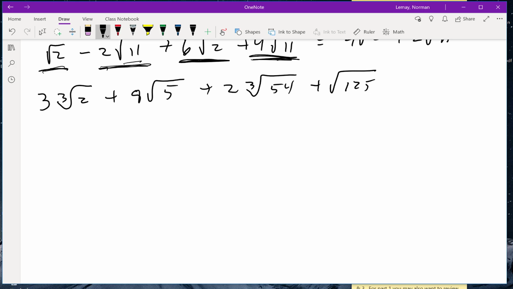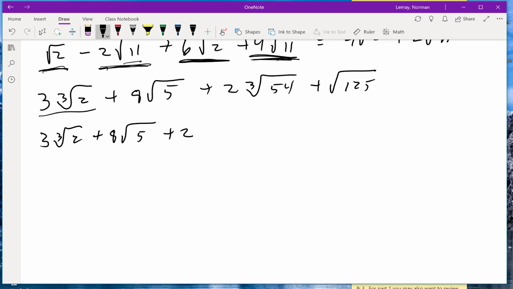Not much to do with this first term, so I'm just going to bring it down. 3 cubed root of 2 plus, not much to do with the square root of 5, so I get 8 square roots of 5 plus 2 cubed roots. So the question now is, can I rewrite 54 as a product of two numbers where I have a perfect cube? So again, 54 is 2 times 27. And let's note that the cubed root of 27 is 3. So boom, we got that one pretty quick.